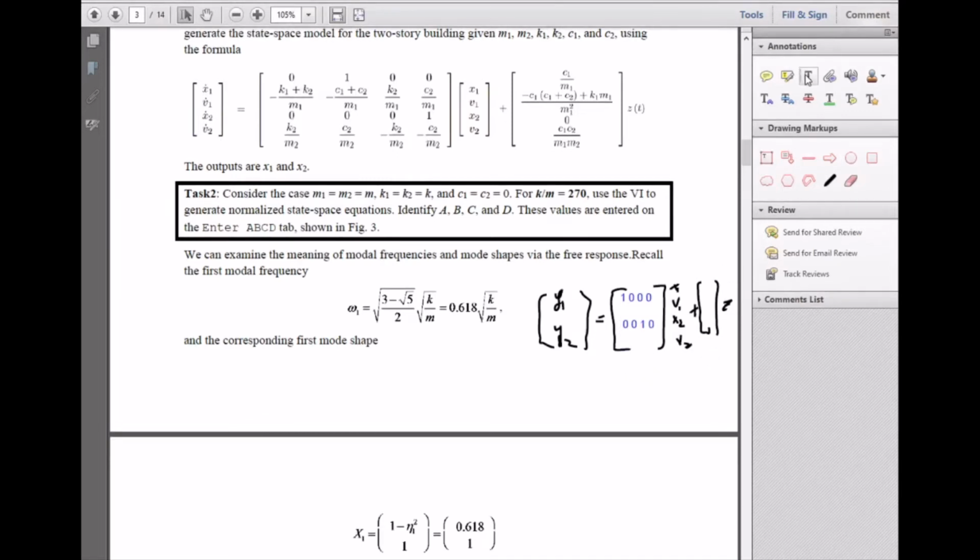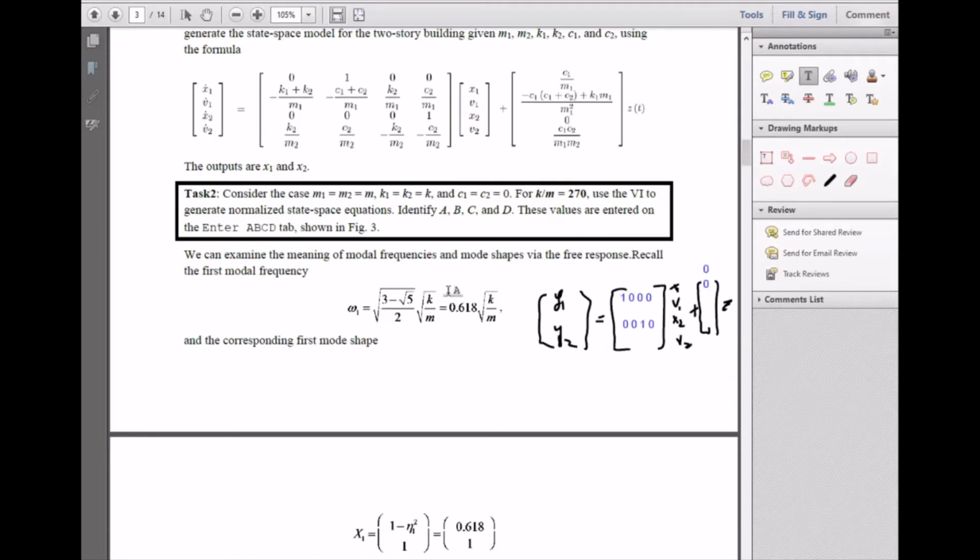I'm afraid to write this one, but for the D matrix, it should be just a 0 and 0, nothing. Well, I'm going to just leave it at that. Okay, that's good enough. So now I think I've identified my A, B, C, D. This is my A, this is my B, this is C, this is your D.